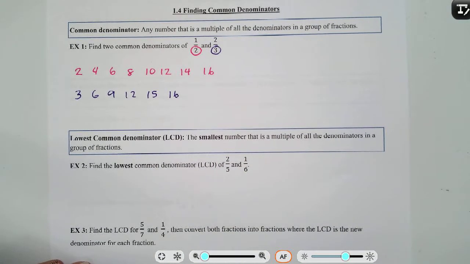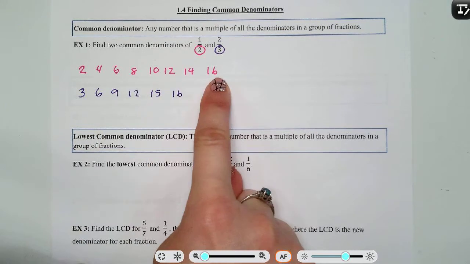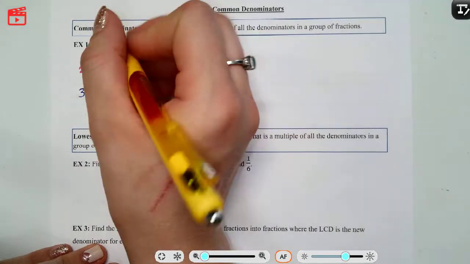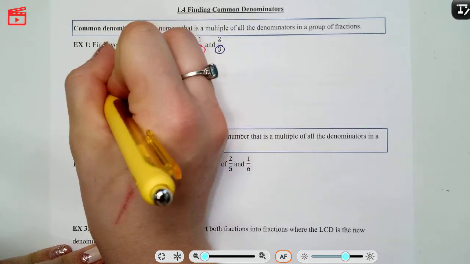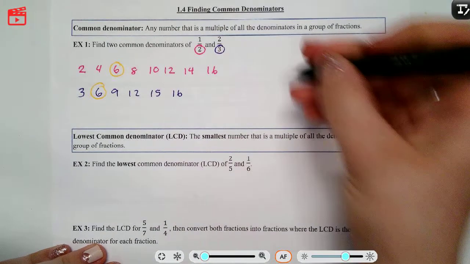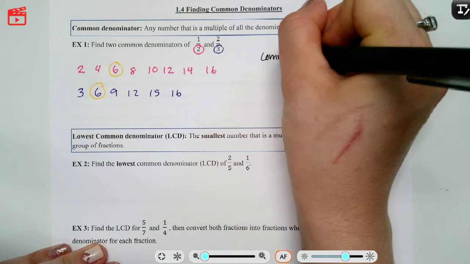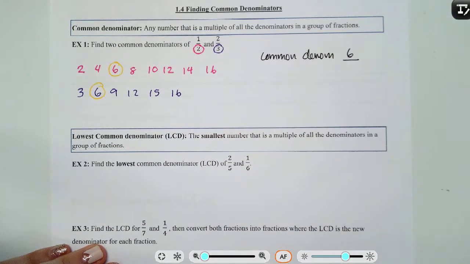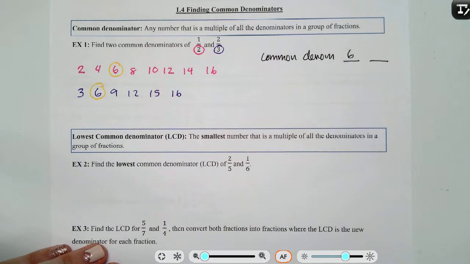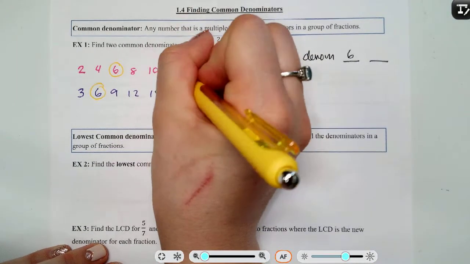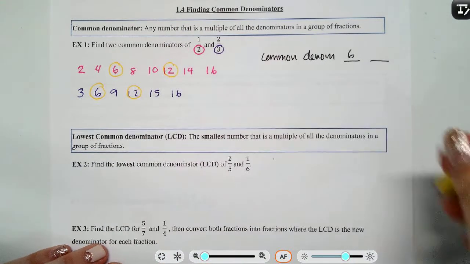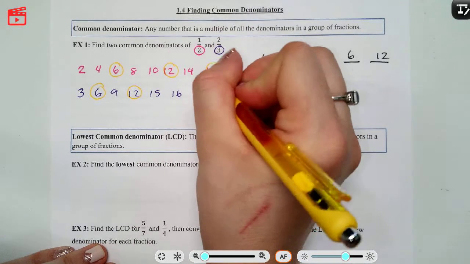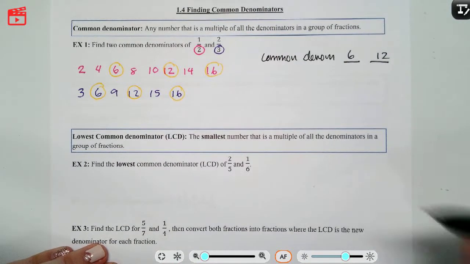So, common denominators. Are there numbers in the 2's that are the same as the numbers in the 3's? Yeah, there are. Look. A multiple of 2 is 6, and a multiple of 3 is also 6. So one common denominator, one of them would be 6. Let's look for another common denominator. Oh, 12. They both share 12. So another one would be 12. And if we wanted to be overachieving, we could even say 18 was another common denominator of them.